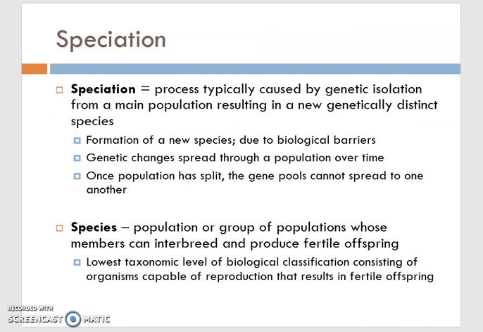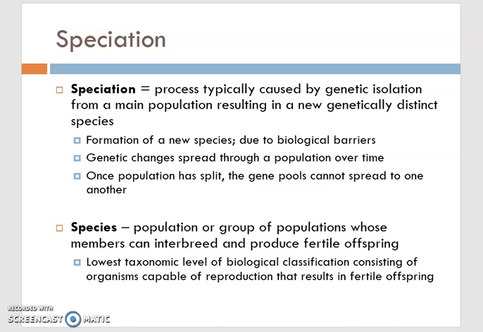Speciation is a process that normally is caused by genetic isolation from the main population. And so what happens then is over time, a new genetically distinct species forms. This might happen because of biological barriers. It might happen because of behavioral barriers that prevent mating. But basically, the genetic change will spread through the population over time. Once it's split, then the gene pools, or all of the genes that are in a population, aren't going to combine anymore.